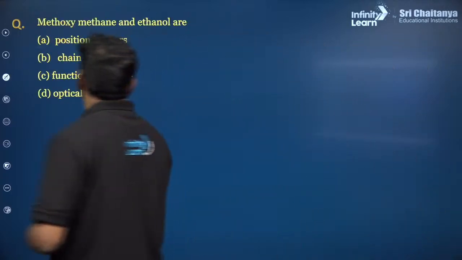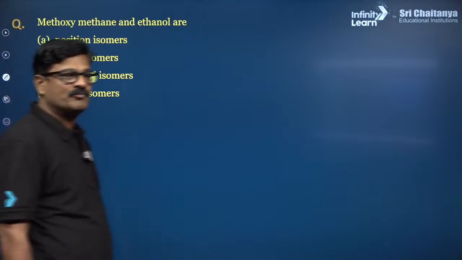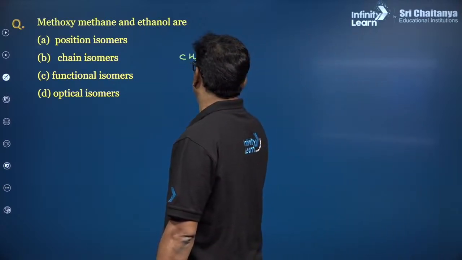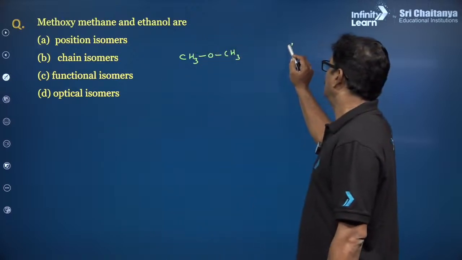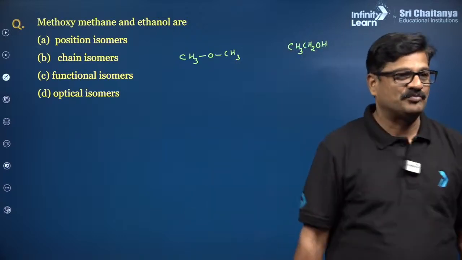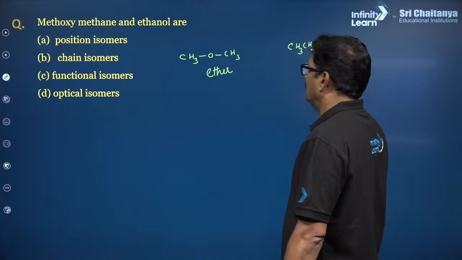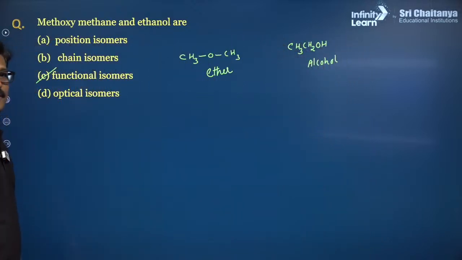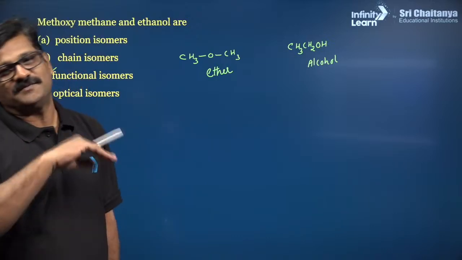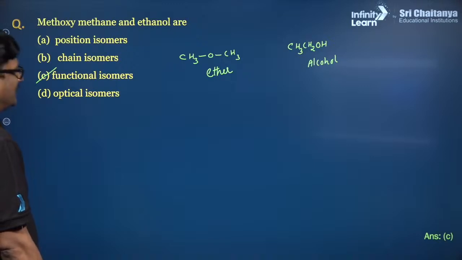Very good. Now, let's see, methoxymethane and ethanol are: positional isomers, chain isomers, functional isomers, or optical isomers. This is your methoxymethane, and ethanol. Methoxymethane has an ether functional group, and ethanol has an alcohol functional group, so they are functional isomers. Compounds which have the same molecular formula but differ in their nature of functional group are called functional isomers. Okay, Ramesh, how are you doing? So the answer is going to be C.